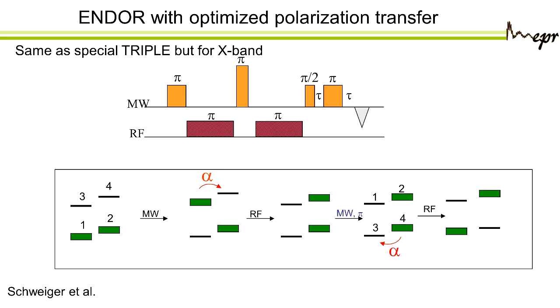So what happens here? As you know, we give the first inversion, then we go on the alpha. But now we need to invert them so we can go on the alpha again. And then if we do that, we get the same difference in population. But then you have to put another pi pulse in the middle. It's more complicated. It's another reason to go to high field. Okay, so you see, with pulse ENDOR, you can do lots of games.